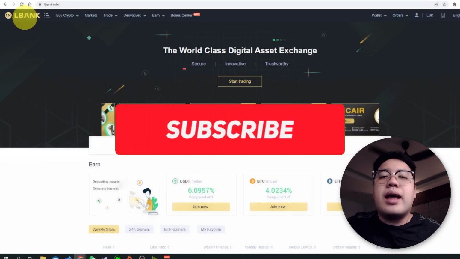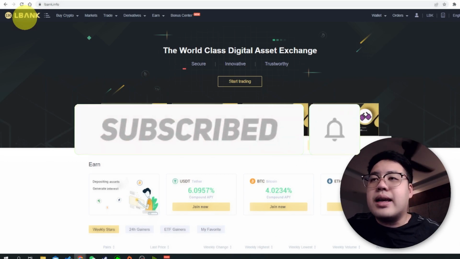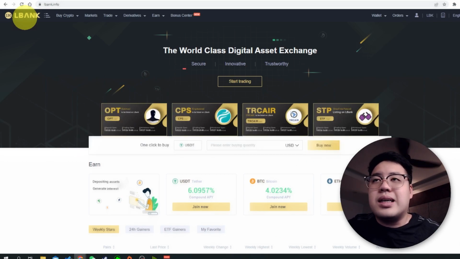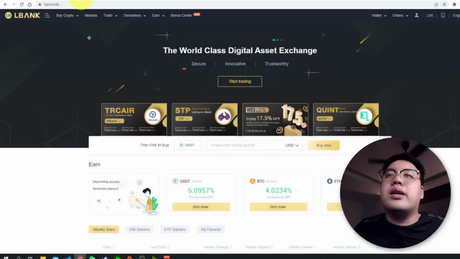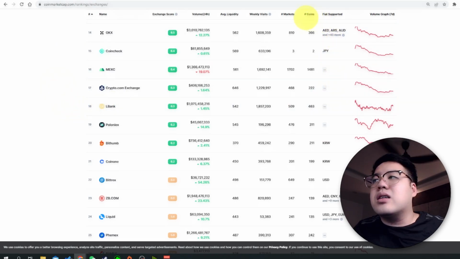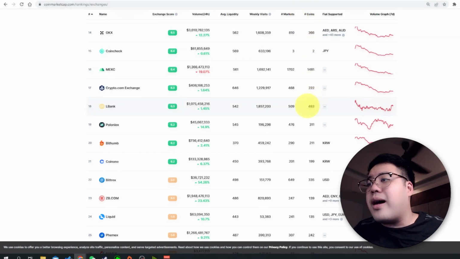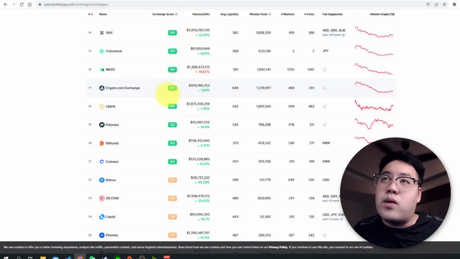So this is Lbank. Lbank is an exchange platform just like Binance, Huobi Global, MEXC Global, and so forth. If you look on CoinMarketCap, Lbank is sitting around rank 18. It has a total of 463 coins right now and around 1 billion in trading volume.